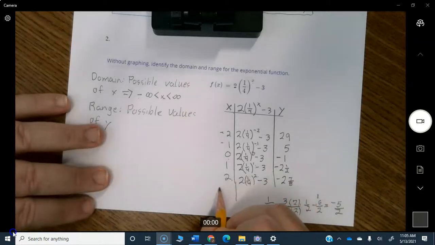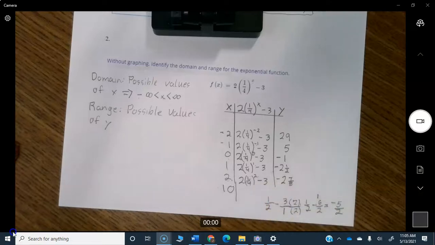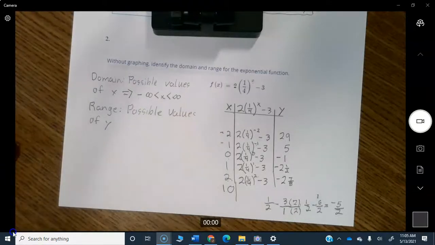You pick a fairly big negative number, or positive number. So I'm going to pick 10. So 1/4 to the 10th power equals, 1/4 is 0.25. If you don't know that, you just divide 1 by 4. 1 divided by 4 gives you 0.25. And I'm going to raise that to the 10th power. And that gives me 0.000000954.